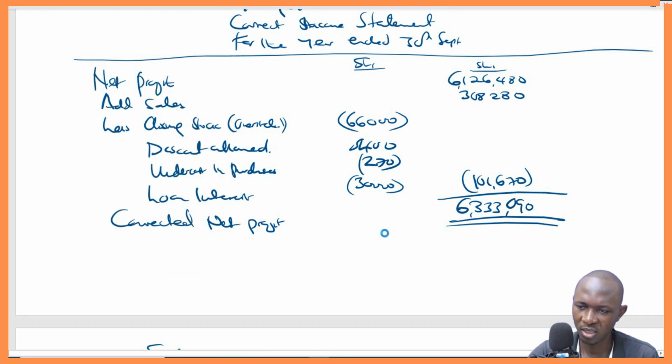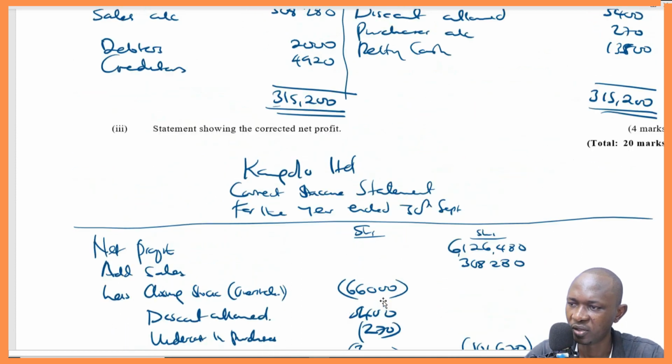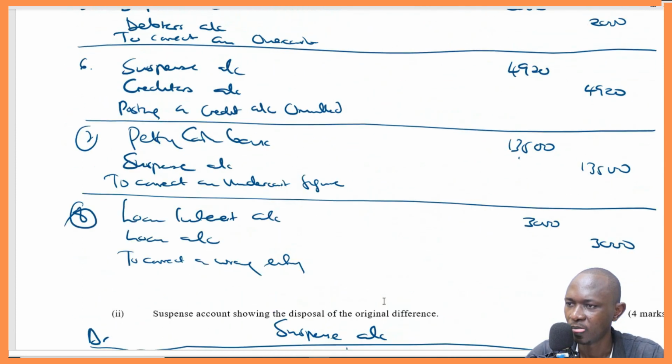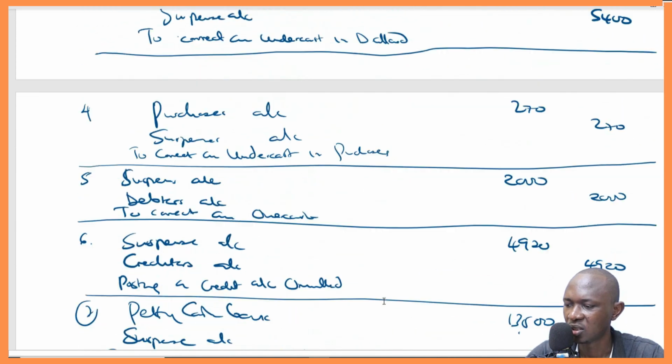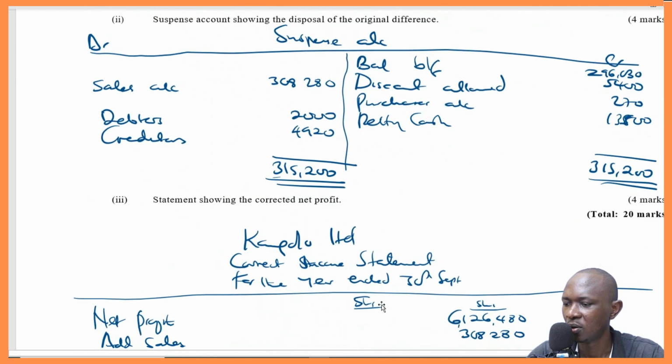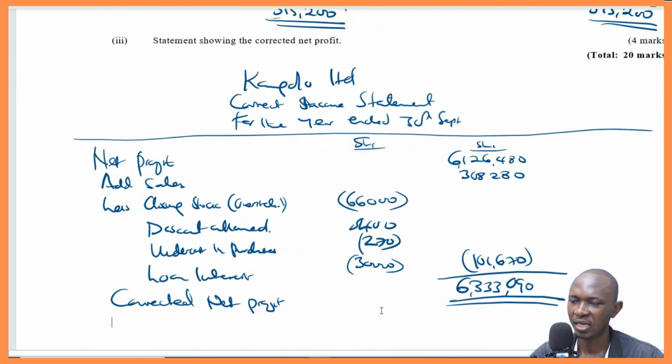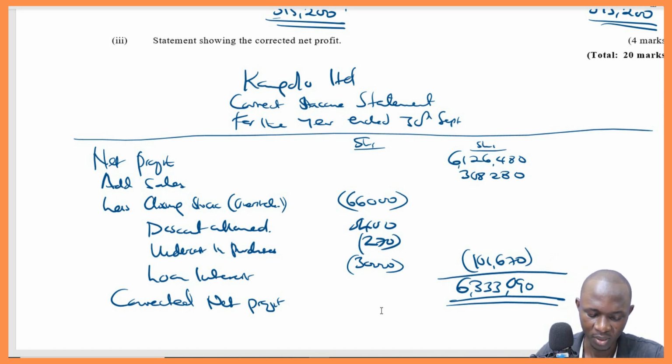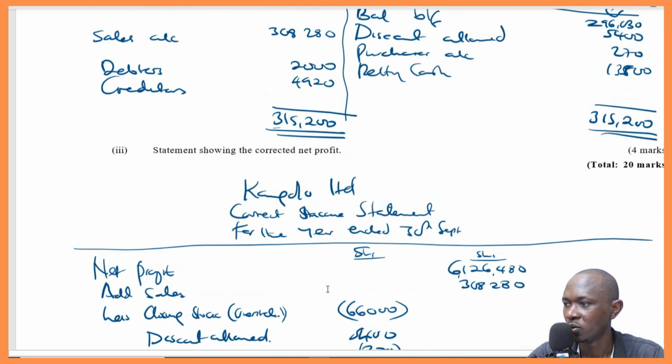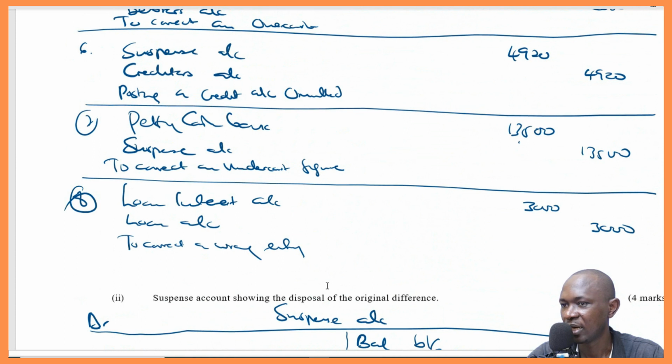After all these things, our corrected net profit will be 6,333,090. That brings us to the end of this question. So thank you. Let's meet in the next question.